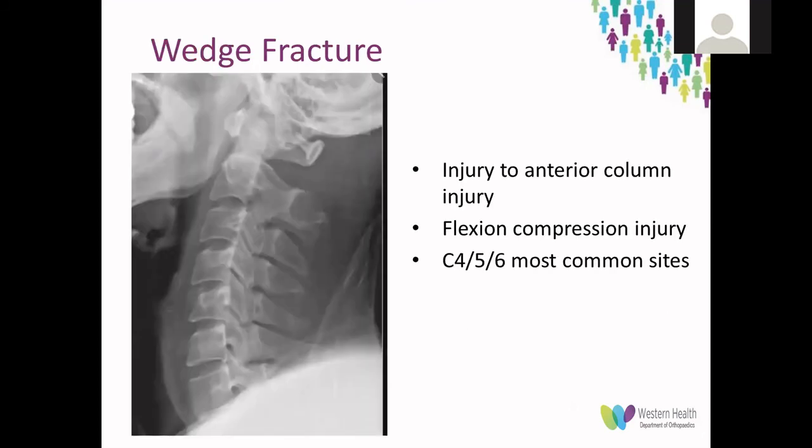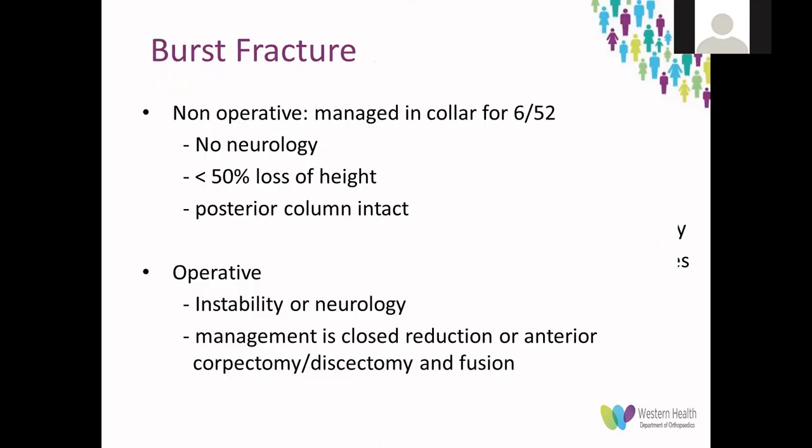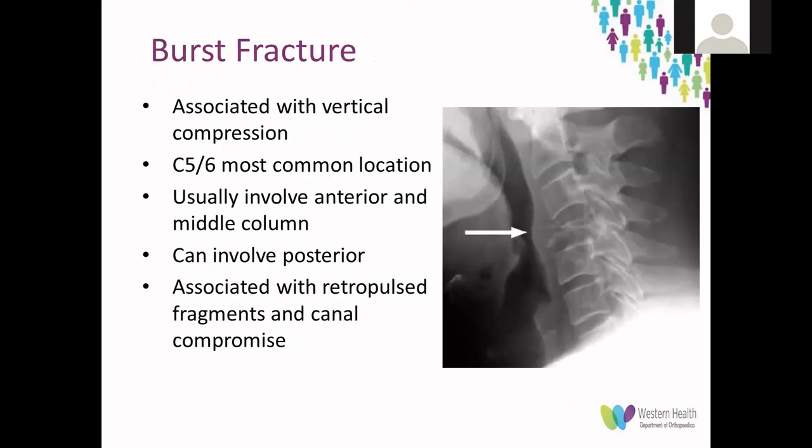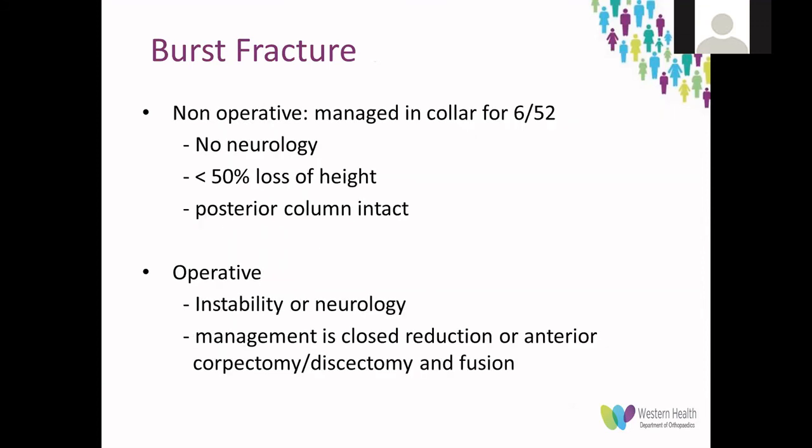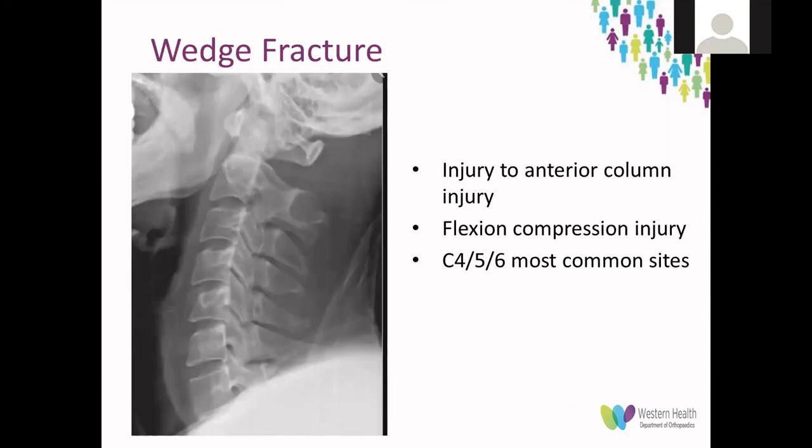Wedge fractures, so injury to the anterior column, flexion compression injury, and again sort of C4, 5, 6 is most common. It's usually stable, but it's important to differentiate these from the burst fracture we were talking about, because if you miss the posterior instability and manage it conservatively, you can have detrimental outcomes. Normally you would undertake a CT scan to assess if there's less than 50% or greater than 50% loss of height, which helps to differentiate wedge and burst fractures.